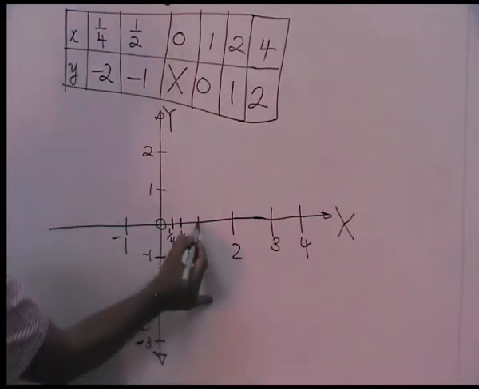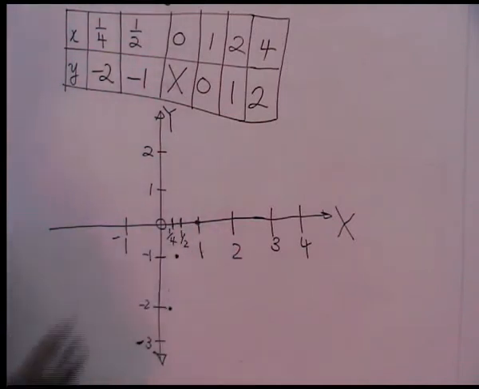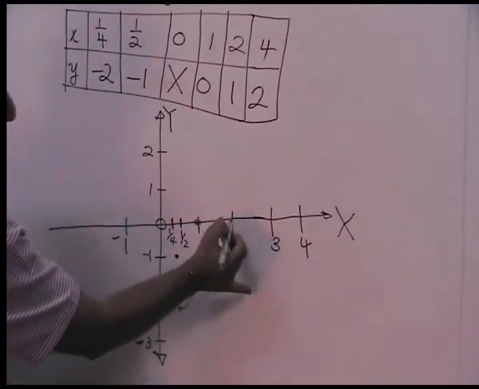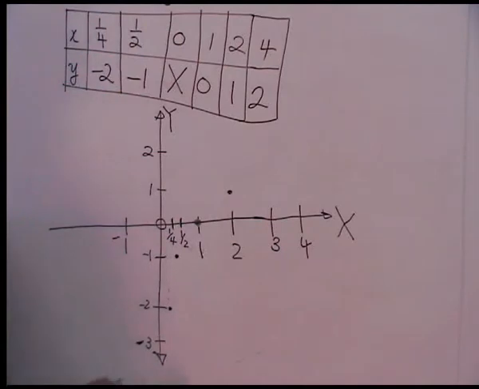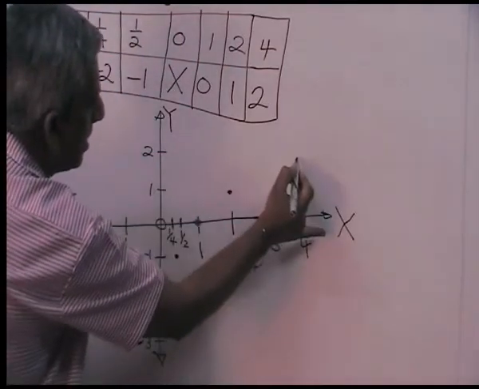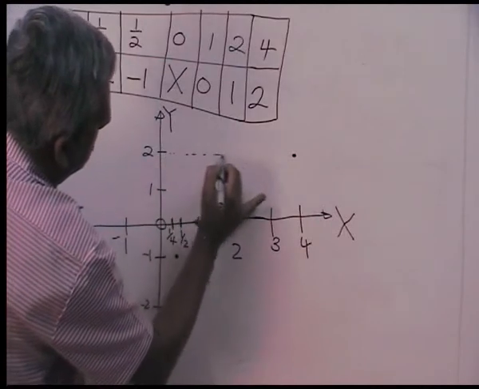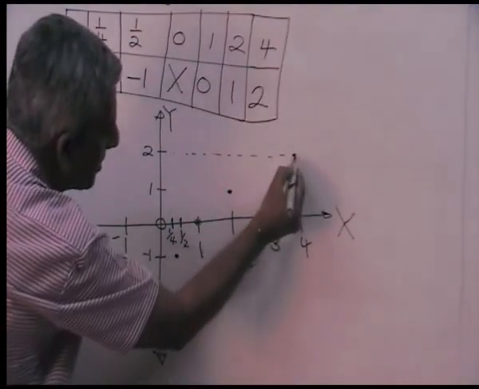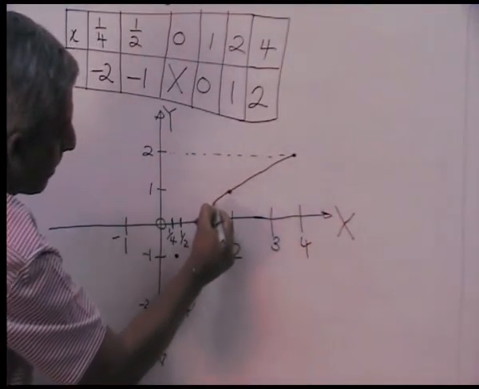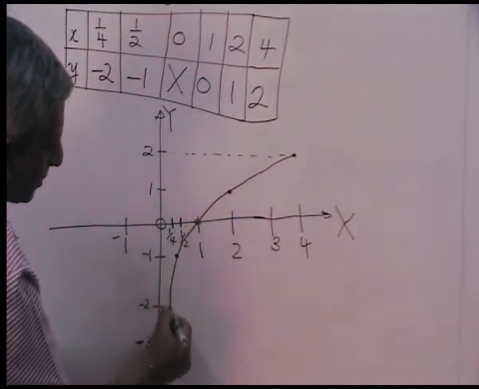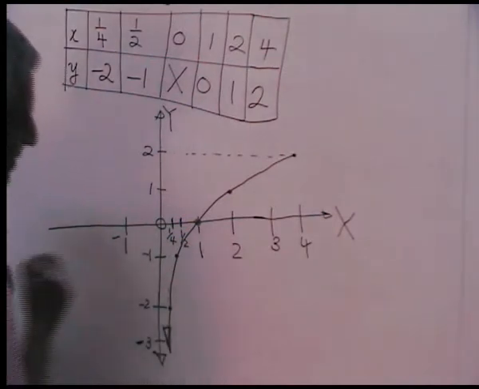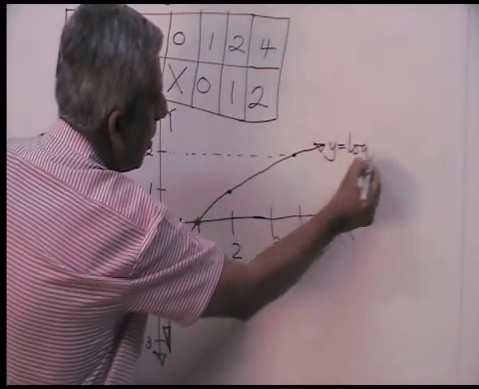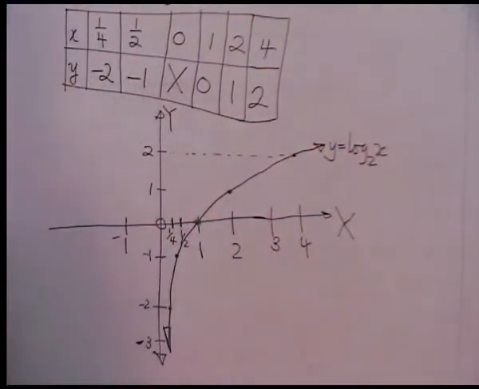When x is 1, y is 0. When x is 2, y is 1. When x is 4, y is 2. See? So you can see that the shape of the graph is like this. Cuts the x-axis there, comes down here, goes down here. Go through there. And that's y is equal to log of x to the base 2.